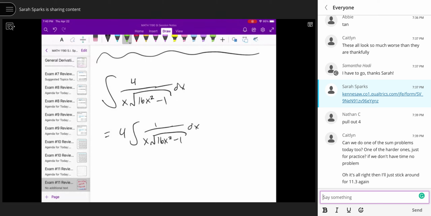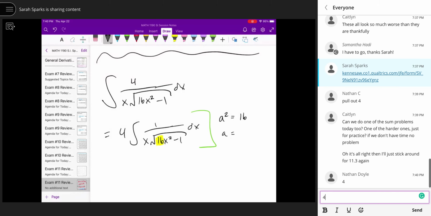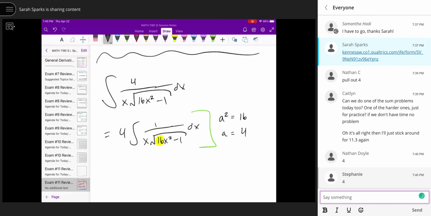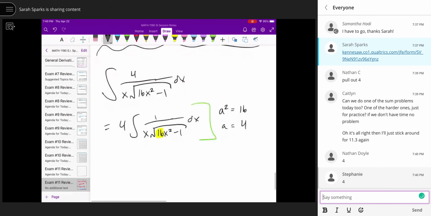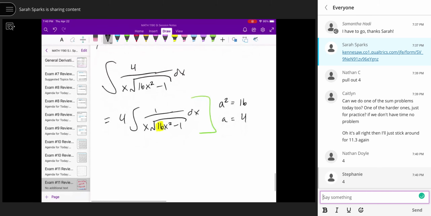So in this one, this is one of our memorized ones, right? And if you notice, we have this constant right here. This constant is going to be our a squared. So our a squared is equal to 16. So what's our a going to be equal to? 4. Yeah, our a is just going to be 4. So we know what the antiderivative of this is now that we know our a is 4.